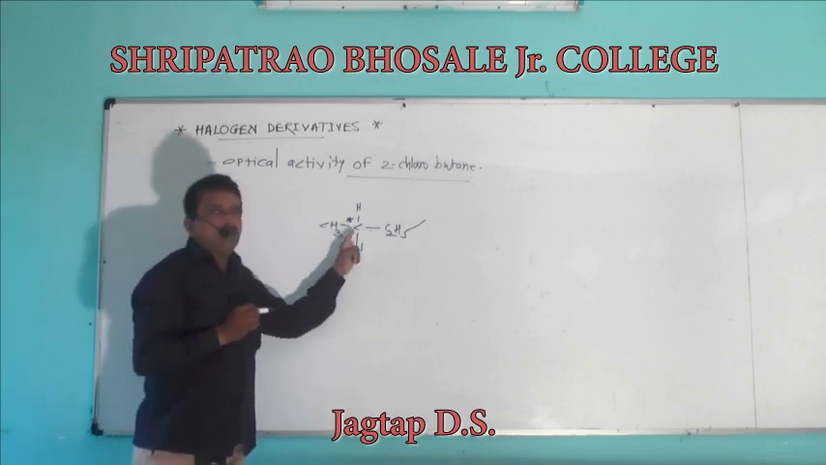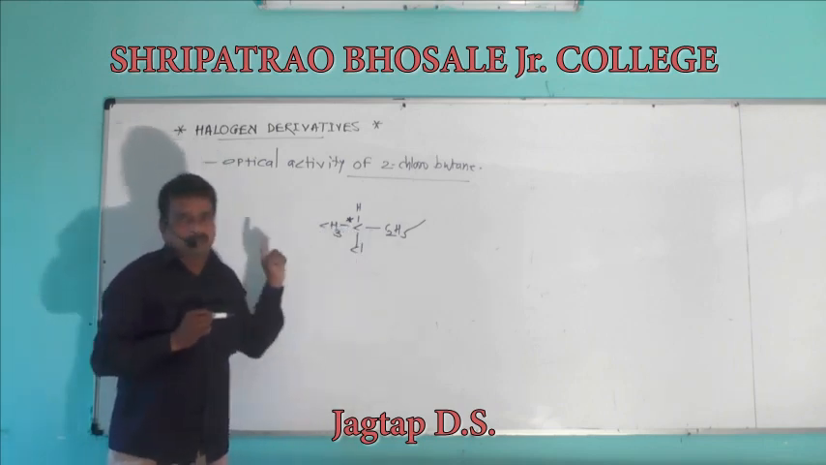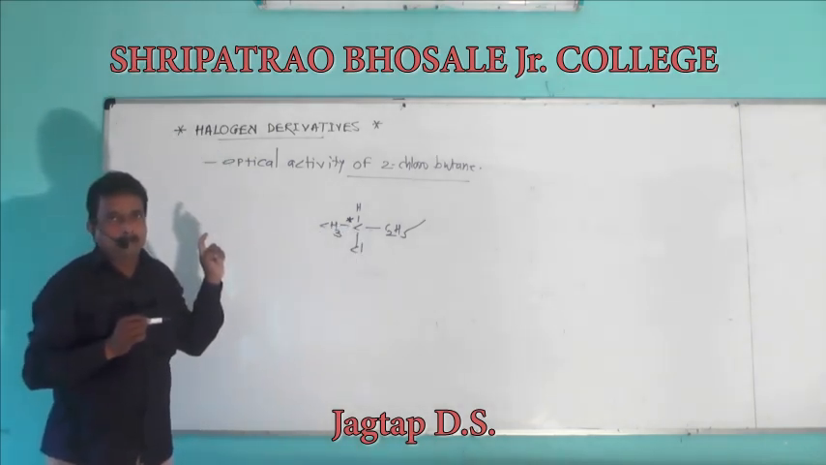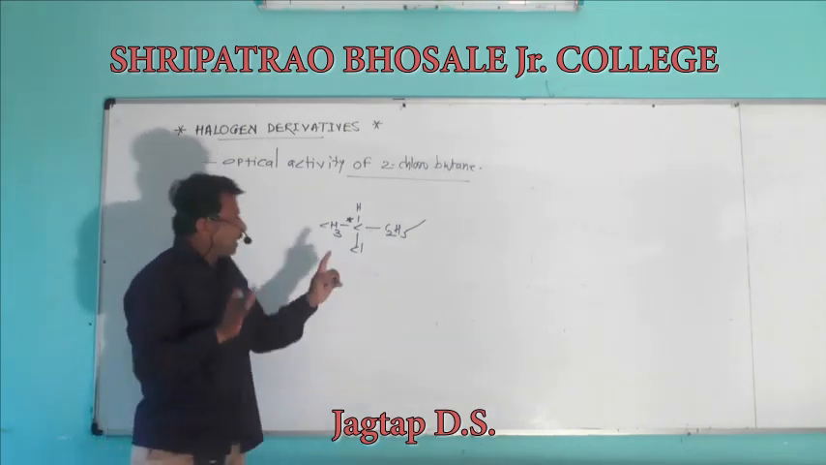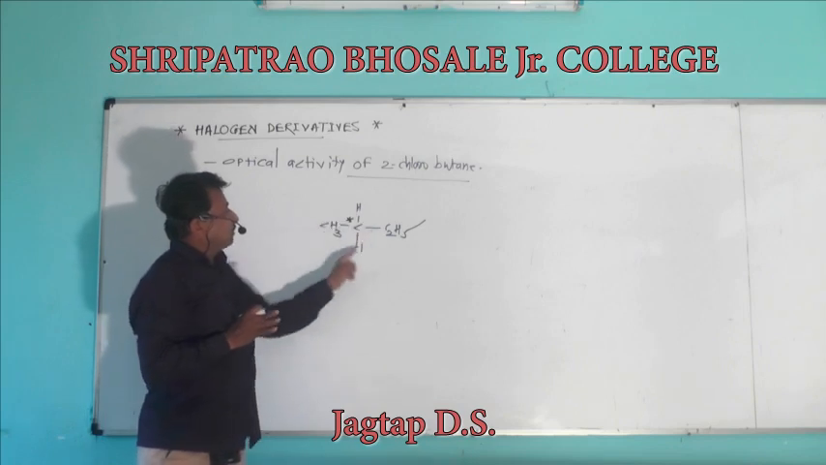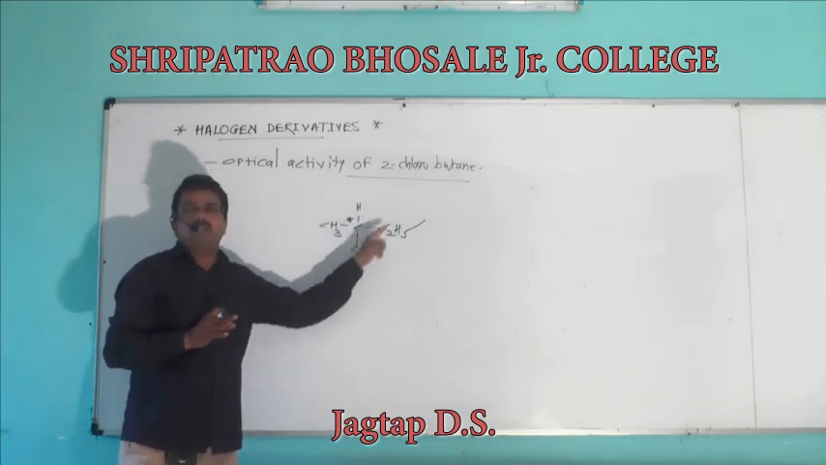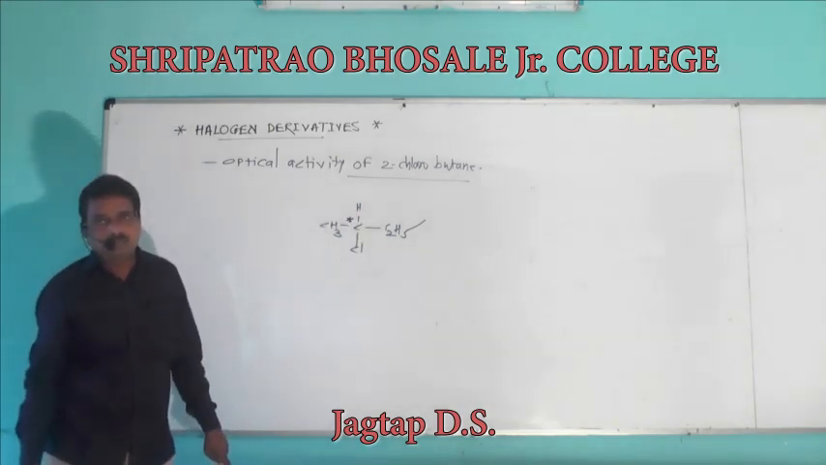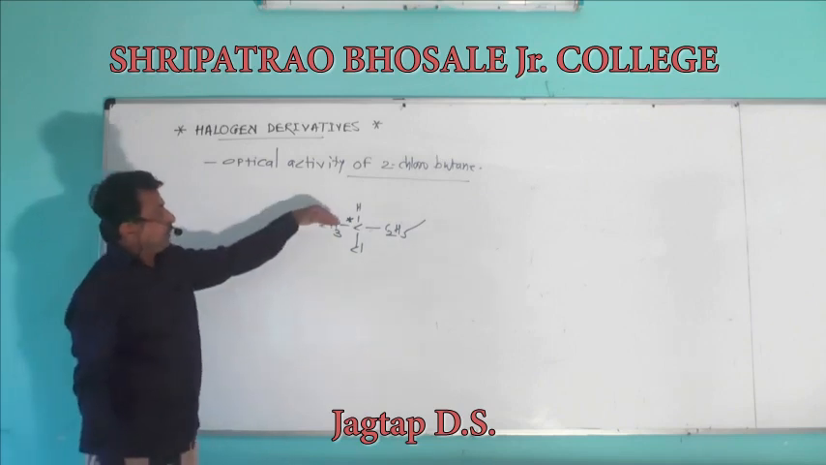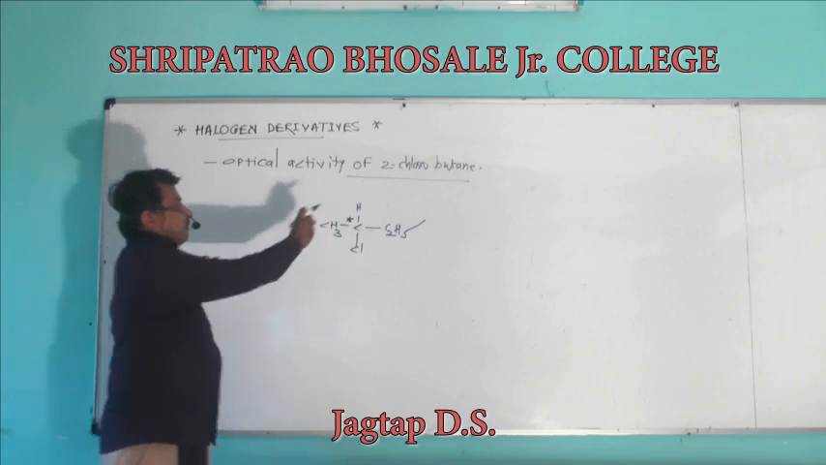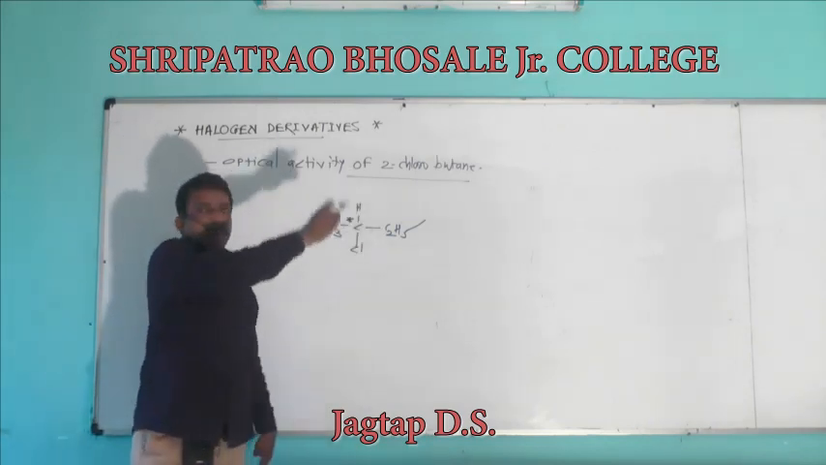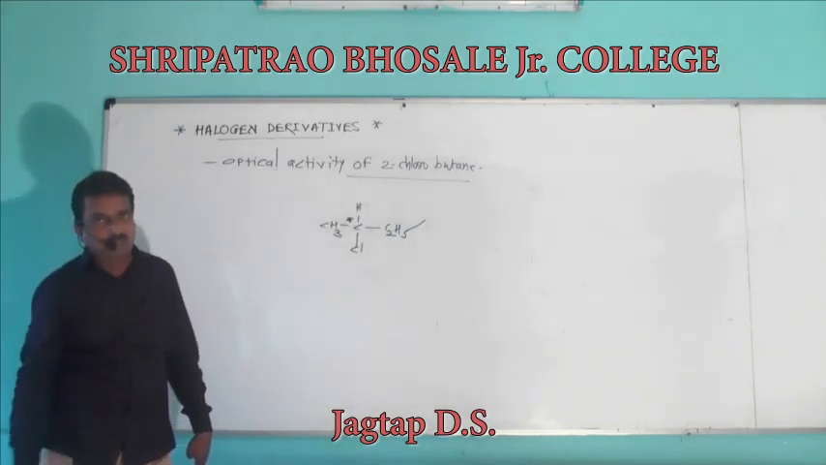2-chlorobutane contains only one asymmetric carbon atom. A chiral or asymmetric carbon is the carbon atom which is attached to 4 different atoms or 4 different groups. Such a carbon atom is called a chiral carbon atom, or asymmetric carbon atom.